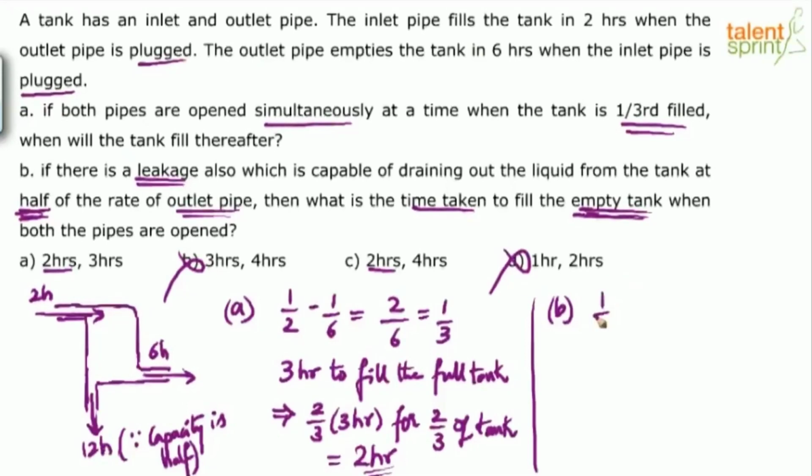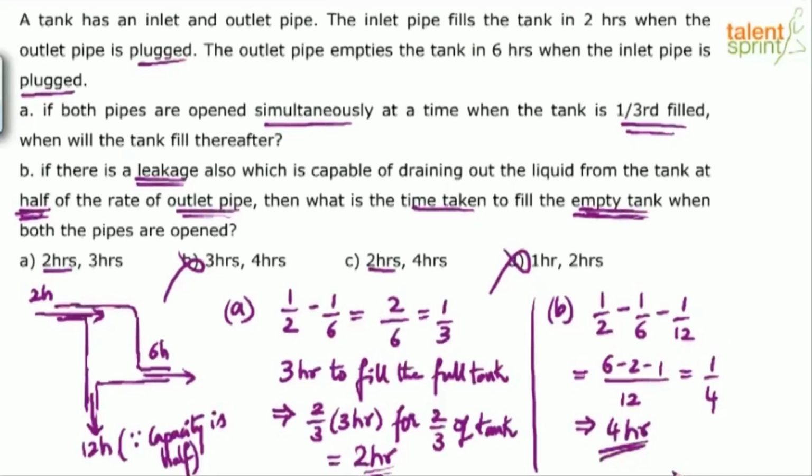So what happens in this case? Positive is 1/2. There are two negatives, 1/6 and 1/12. Simplify. 12 is the LCM, so 6 times, 2 times and 1 time. So this is like 3/12 or 1/4. That implies 4 hours is the time. The total capacity of all three together is 1/4, so time taken will be 4 hours. Option C would be the answer.